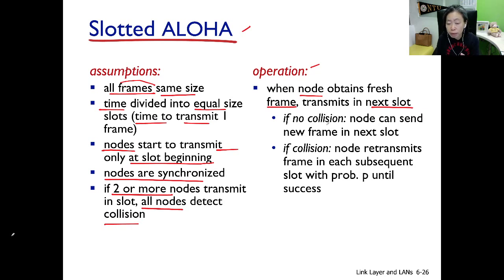Now, when the frame is out, the node will be able to detect whether there's no collision or collision. If there's no collision, the node will just keep on sending in the subsequent slot. If there's collision, the node will recover from the loss and retransmit the data frame in the subsequent slot, but with a probability. And this is probabilistically tried until it's finally successful.